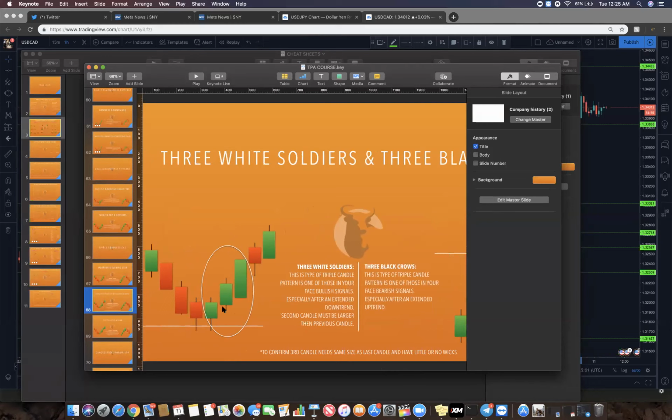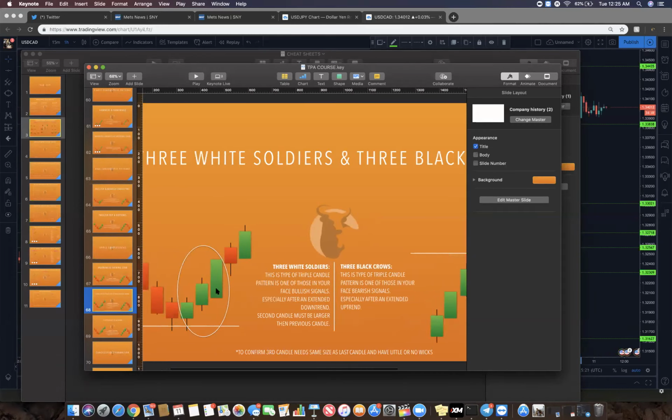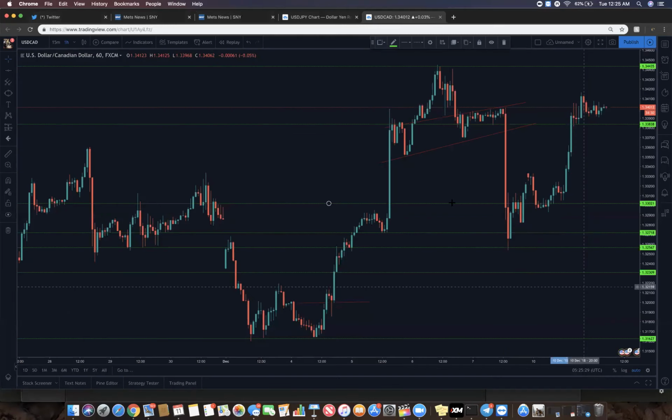It's right after the downtrend happens. To confirm this 3 white soldiers pattern, the first candle has to be opposite of what the previous trend was. Right? After that, the second candle must be larger than the first candle. And to confirm, the third candle needs to be either the same size or it has to have little to no wicks as the previous candles. So if we look right here, this first candle was outsized by the second candle, and the third candle was either the same size or larger with little to no wicks, confirming that the market is going to go up.